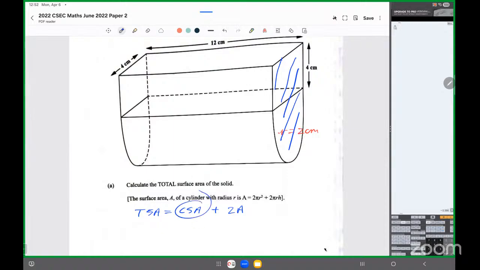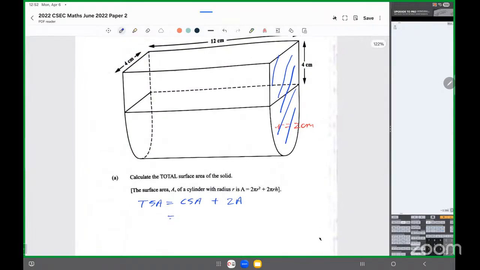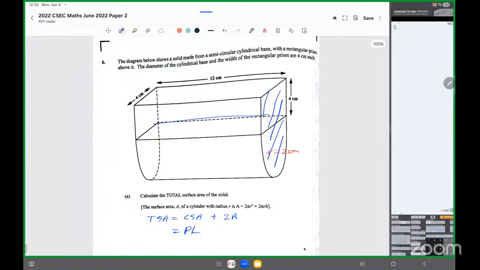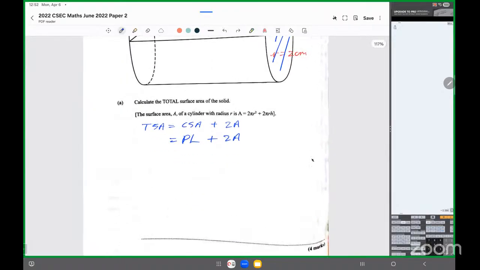This curved surface area is the perimeter of the end times the length of the prism. The length of the prism is the distance between the two ends, so this is your L. All right, and now we're going to add the two end areas to this. Let's work these out individually and we'll put them in.